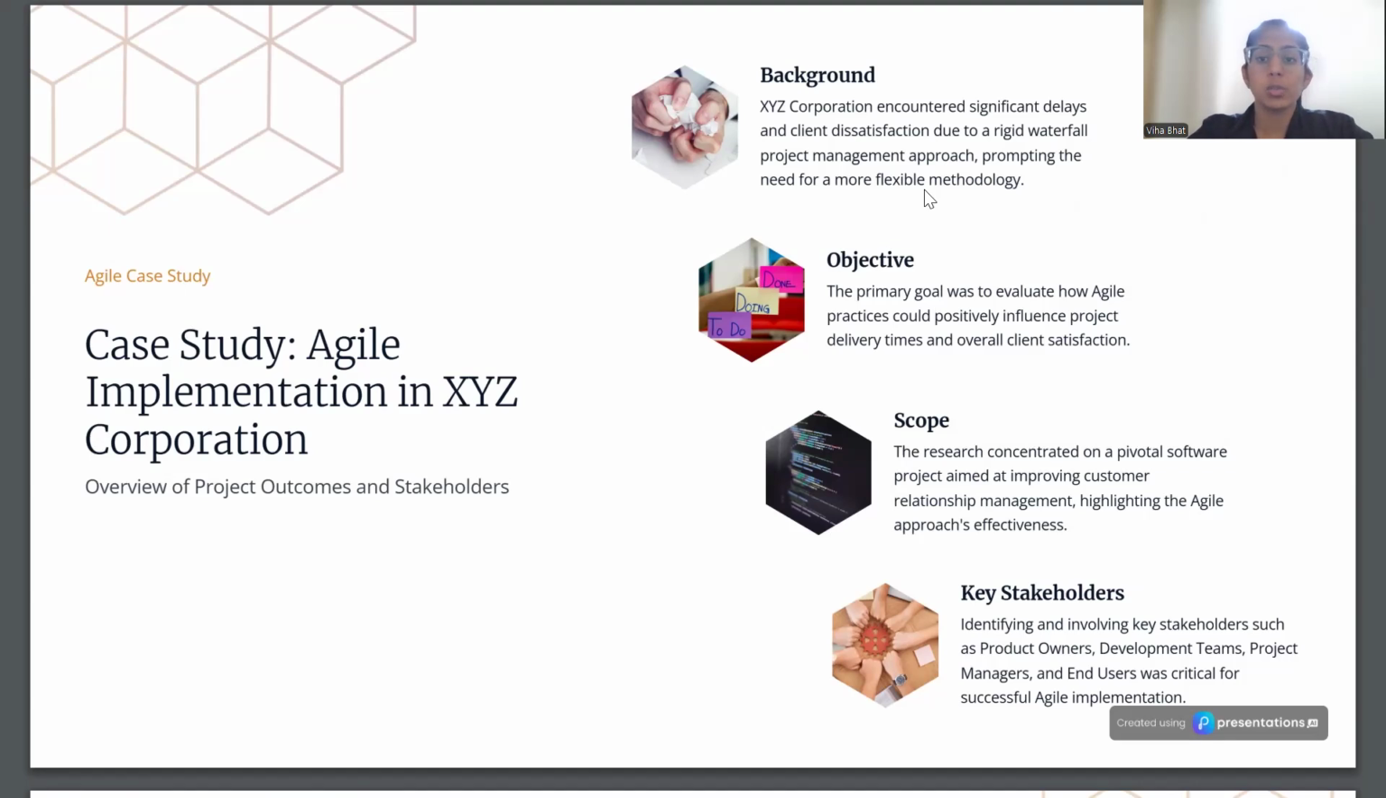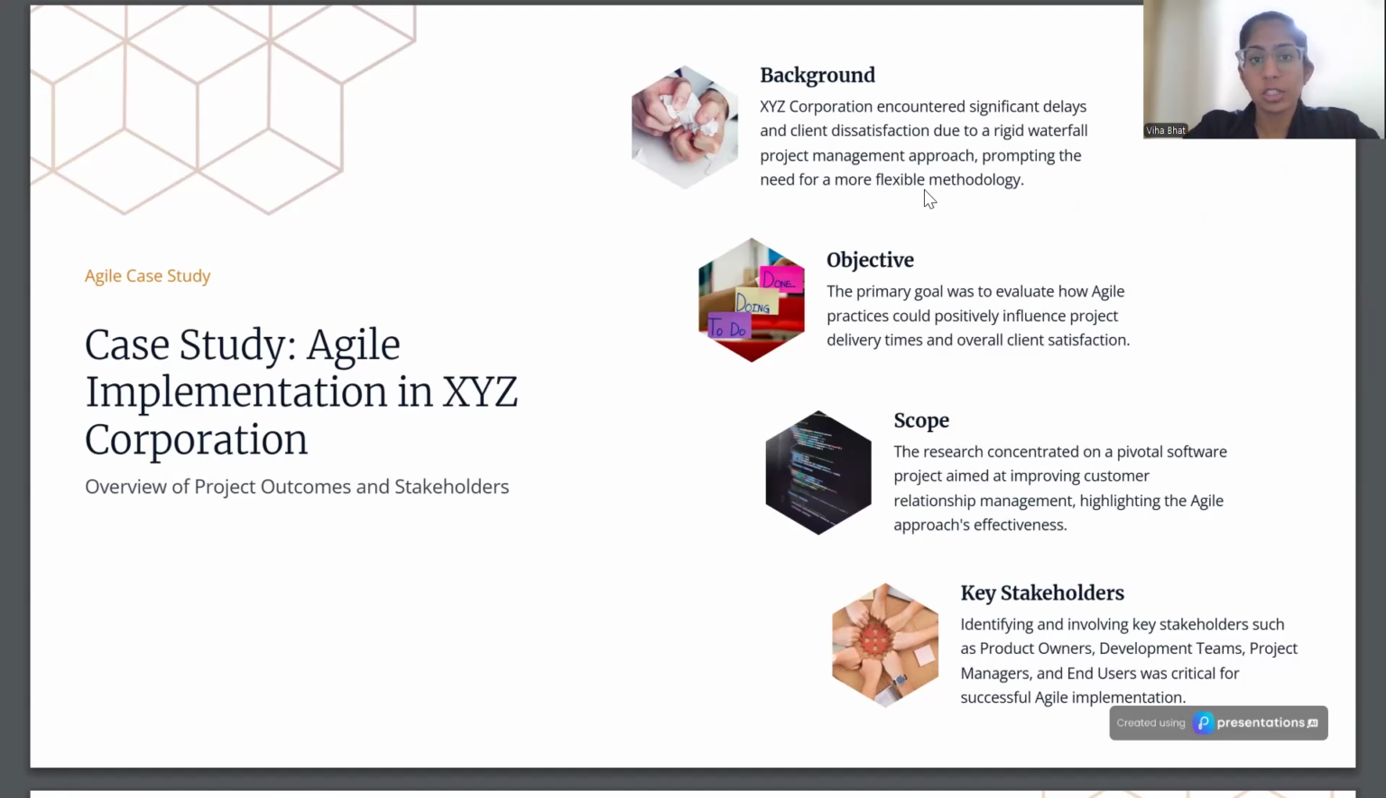Their objective was to evaluate how agile practices would positively influence their project delivery times and overall client satisfaction. The scope of their research was to concentrate on the pivotal moments of the software project and the pivotal places where customer relationship management could be improved. Next was highlighting the effectiveness of the agile approach.